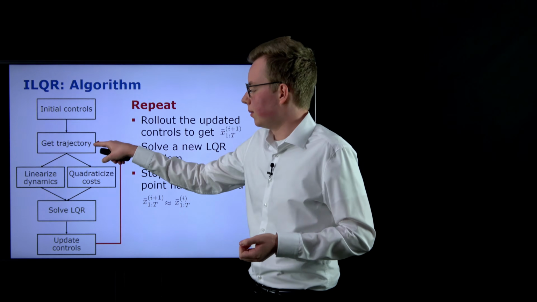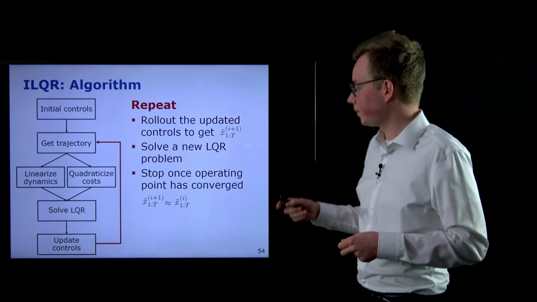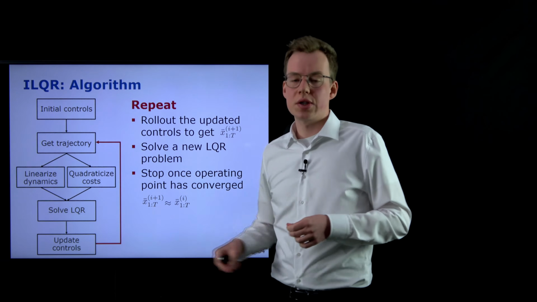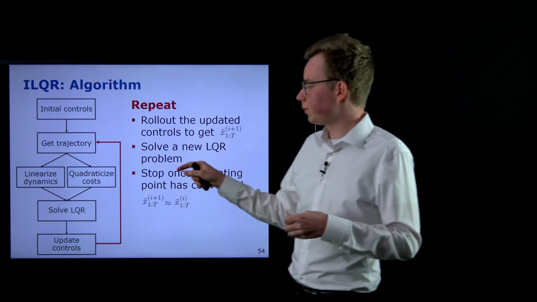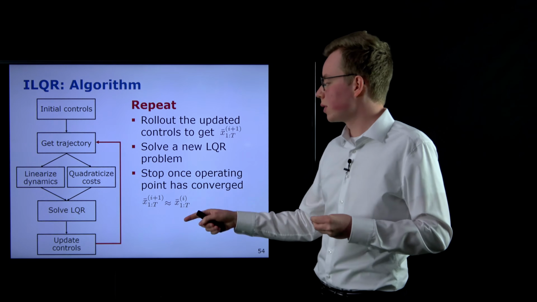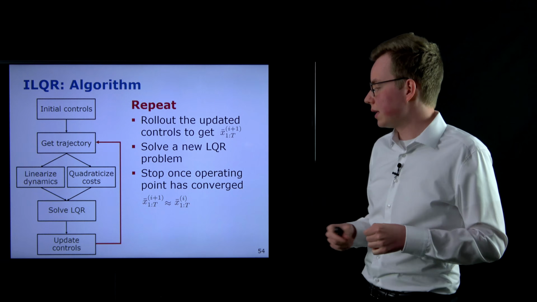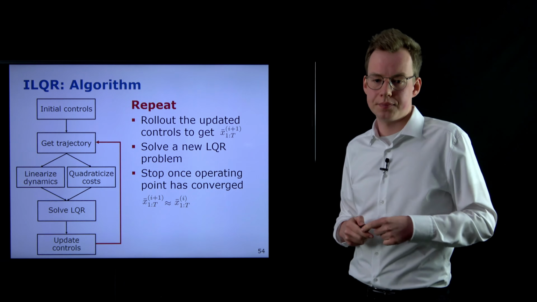We will roll out these controls again to get the updated states. Then we get a new approximation of this problem as a local LQR problem. And then we can solve that problem again. And we will repeat that until our operating point has converged. That is, until the state between iterations does not change anymore.